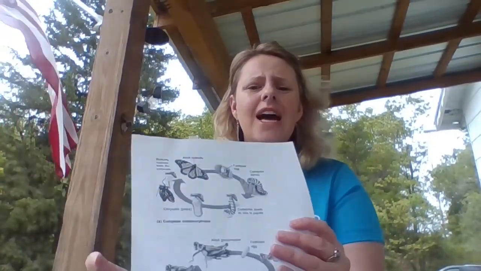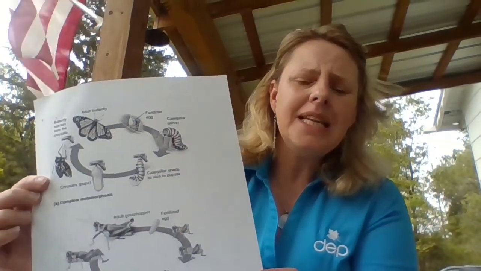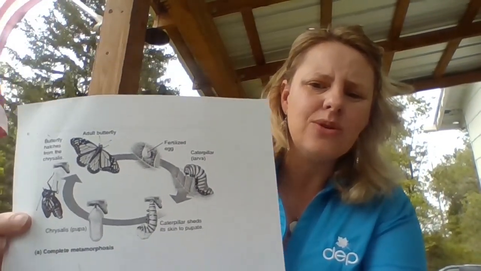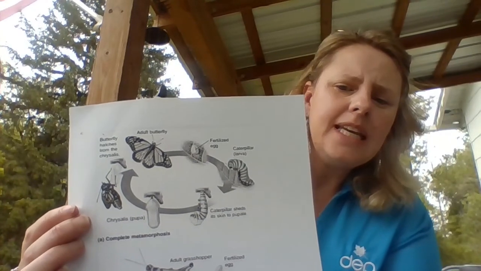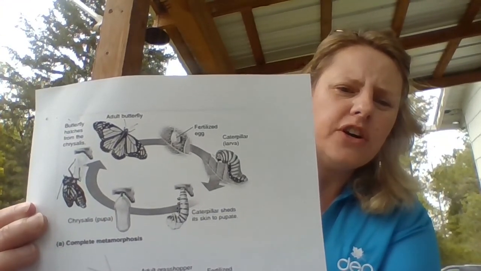The other thing I want to talk to you about, that you're probably familiar with and hopefully you've learned about recently, is the different life cycles of an insect. Most insects go through two different life cycles. So I have two here: complete and incomplete life cycles. The first one is complete, which is a butterfly, which most of you are very familiar with.